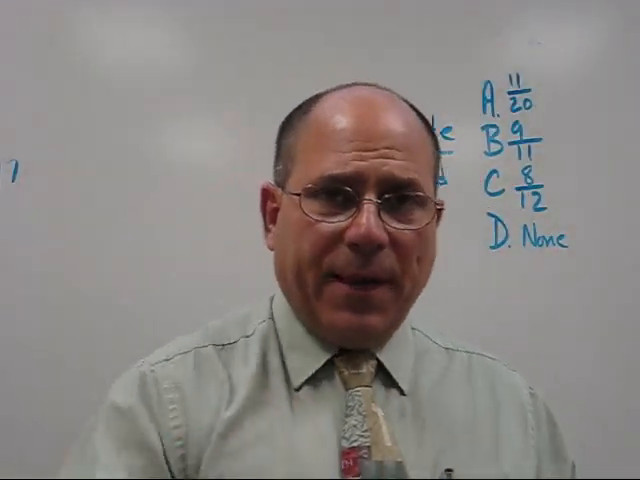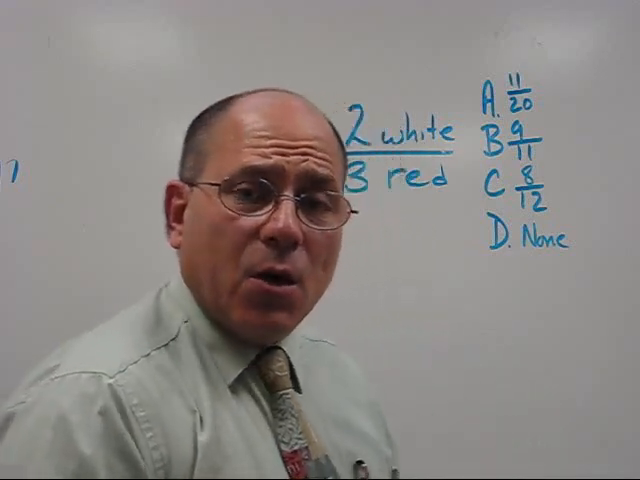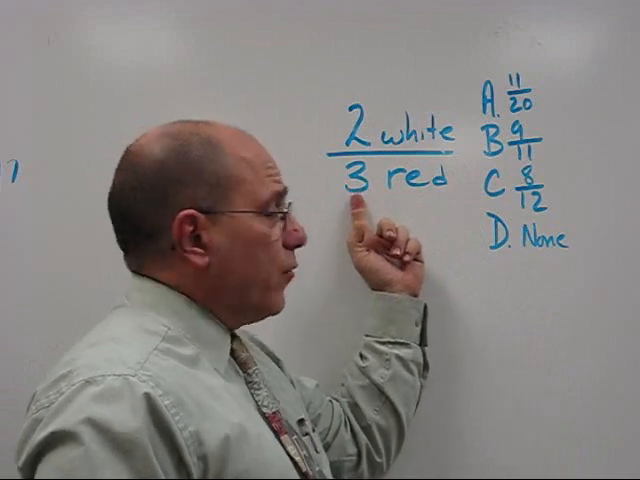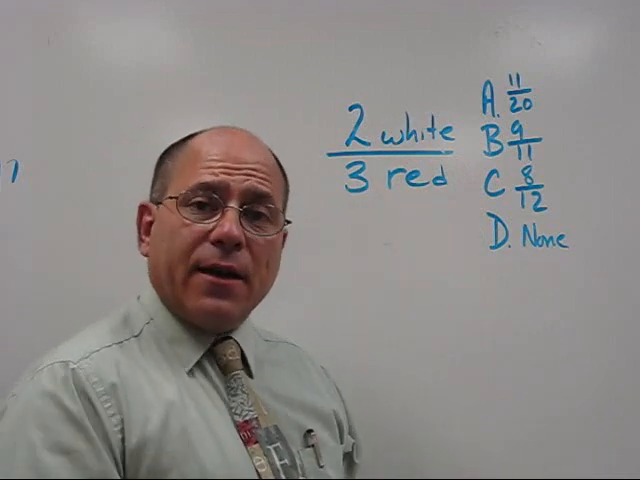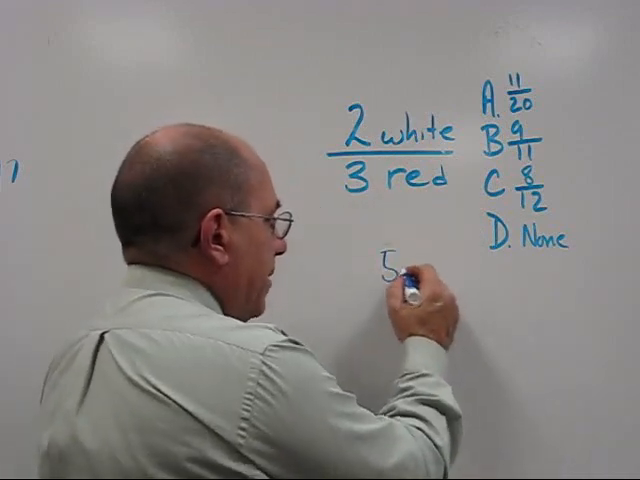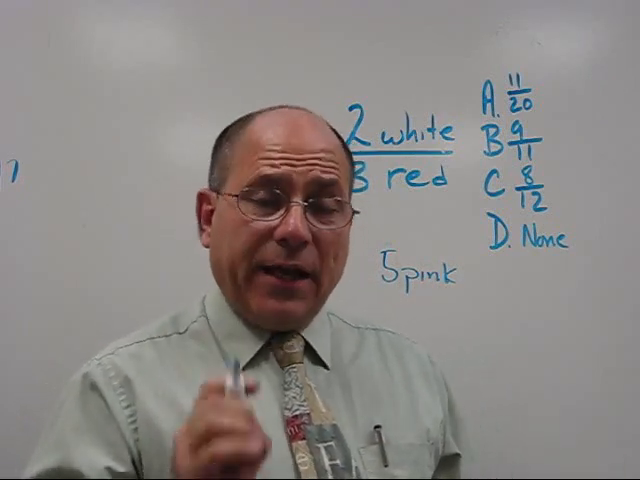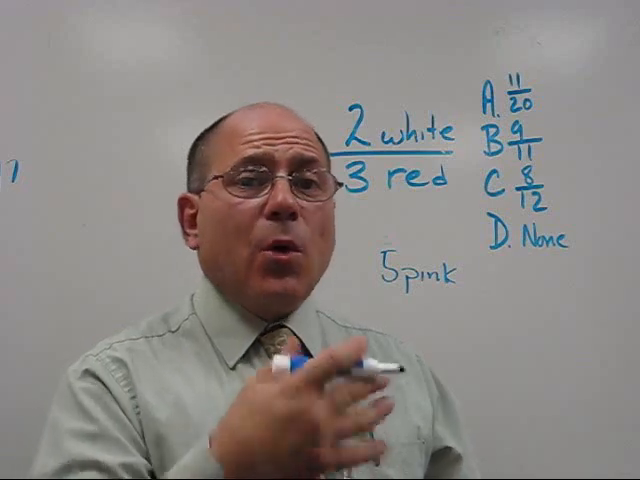Another way that they might be asked the question on, say, a standardized test, would be: 2 gallons of white, 3 gallons of red, makes 5 gallons of pink. Okay, so 5 pink. They would say, using this proportion, how many gallons of each would we need to make 20 gallons of pink?